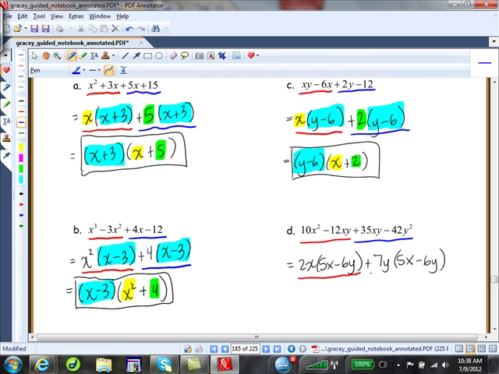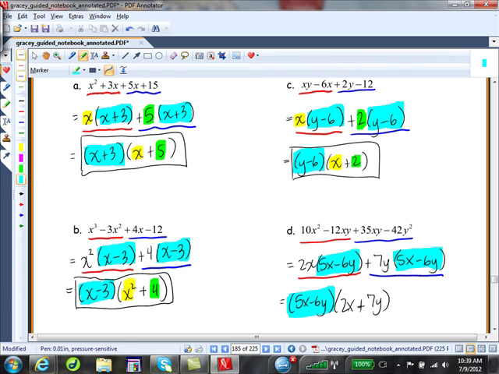So, do you see we have our common binomial factor here, 5x minus 6y. So we factor that guy out. And then my b is 2x and my c is 7y. So here's my a times quantity b plus c.